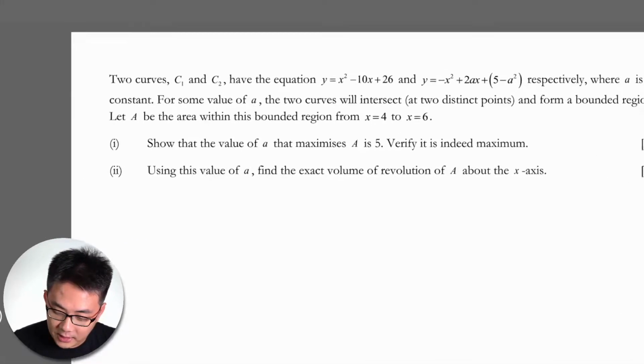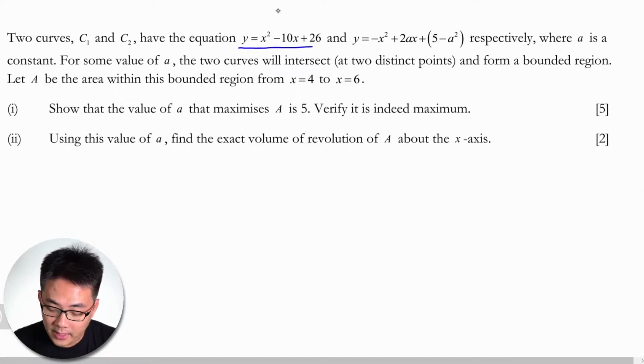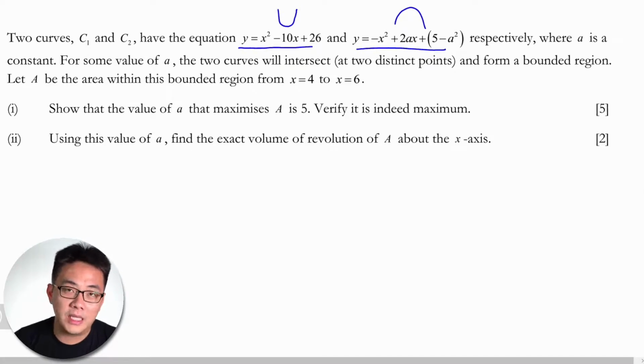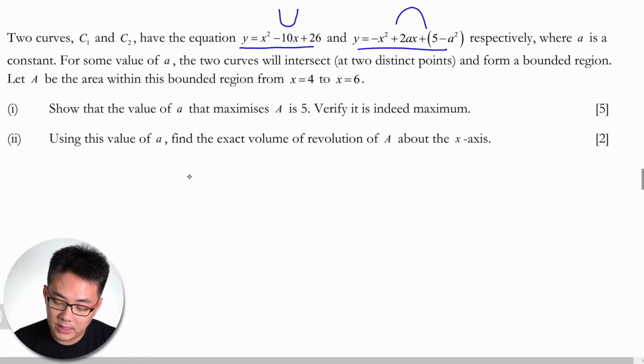First of all, understand the question. You're told that there are two curves. The first equation is a quadratic curve, a smiley face, and this is a sad face. Not sure what the a value is, but a can vary, where a is a constant. For some value of a, the two curves will intersect. So obviously they will intersect.